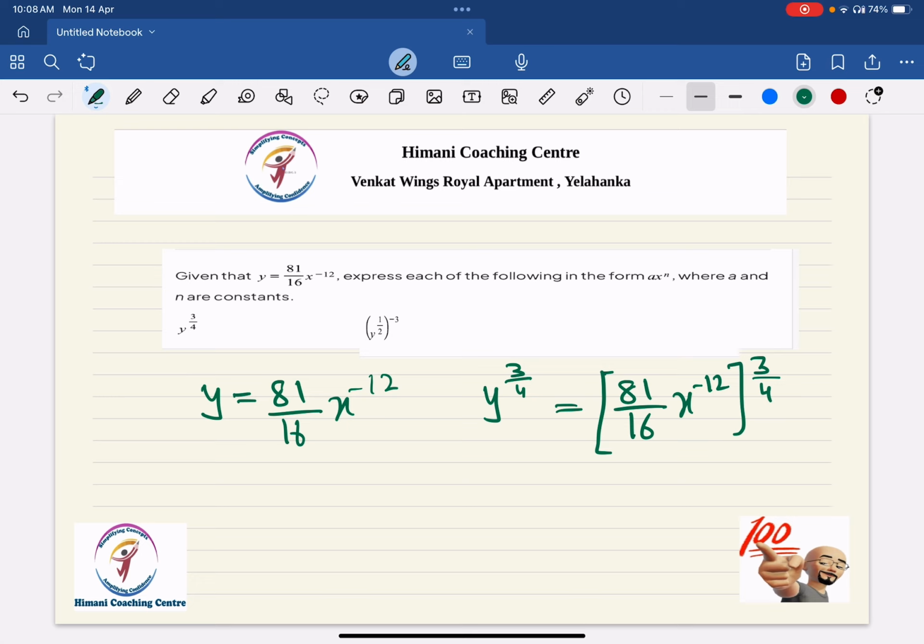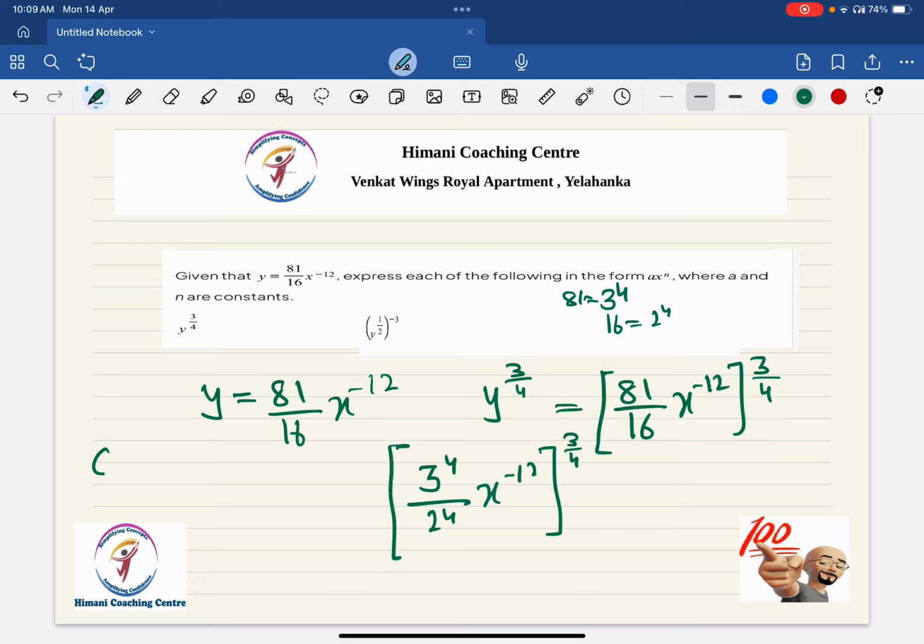Now, this means we have got 81 as what? As prime factors, you can see that 81 is 3 to the power 4 and 16 is 2 to the power 4. So let us write that down. So we have 3 to the power 4 over 2 to the power 4 times x to the power minus 12, and to the power 3 by 4.